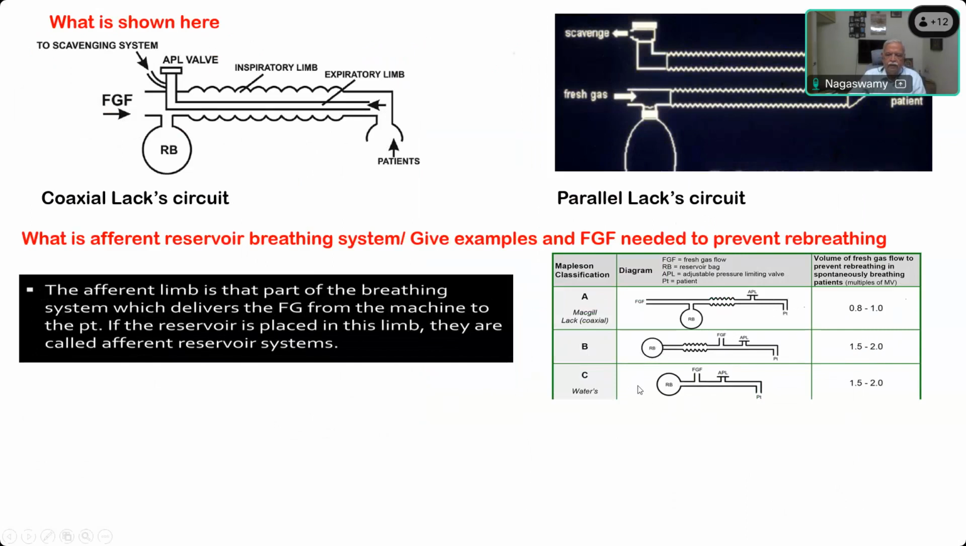And C, this is the Waters' to-and-fro canister, where again the fresh gas flow is there and the reservoir is placed in that, and again it requires 1.5 to 2 times the minute ventilation.